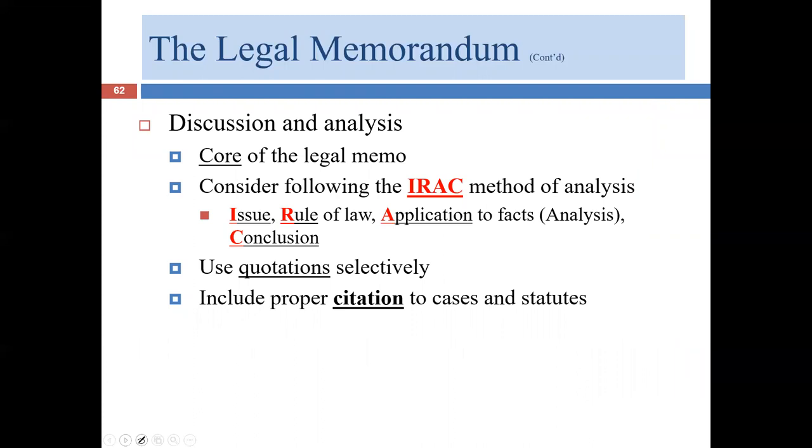So now we're ready for the heart, the core of the legal memo, and that is the discussion section. It's very common to use a tool, a mnemonic named after the country of Iraq, but we pronounce it IRAC. I stands for issue, R stands for rule of law, A stands for application of facts to law, and C stands for conclusion. You follow this pattern as you go through the process, and I'll show you what that looks like in a second.